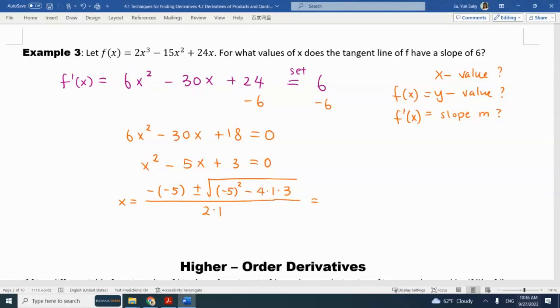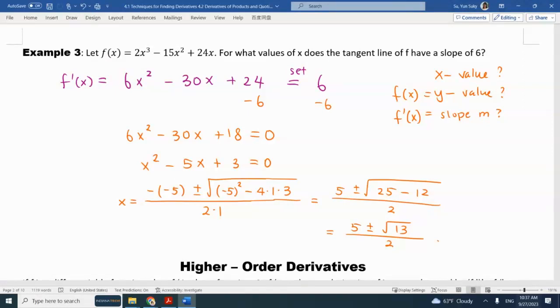Okay. Minus -5 becomes 5. What's -5 squared? 25. 4 times 3? 12, over 2. Oh, what is 25 minus 12? 13, and then over 2. And that's it. Because this problem just asks us to find the x values. It's not asking us to find the points. So finding the x values is enough.